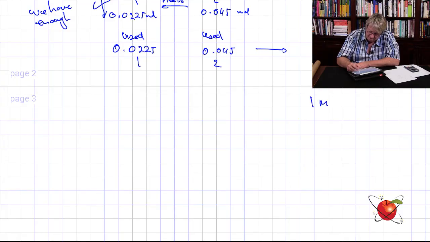So just to complete it, STP means we're going to use the 22.4. 1 mole equals 22.4 decimeters cubed. Therefore, 0.0225 must be equal to how much? And you multiply it out, and it becomes 0.54 decimeters cubed. Let's have a look at this side. I just want to change back now.